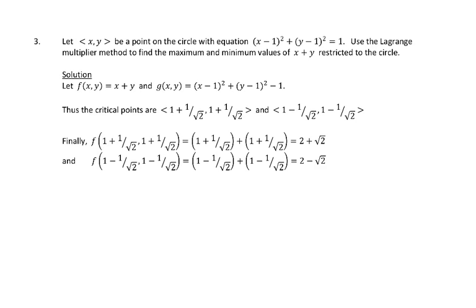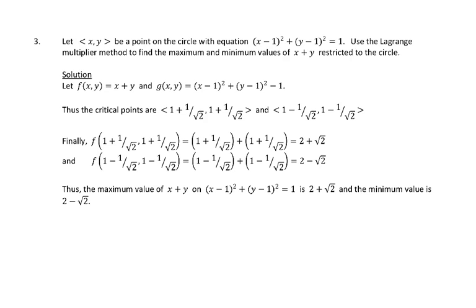Finally, we calculate the value of f at these two critical points. We see that in the one instance, the result is 2 plus the root of 2, and in the other instance, the value is 2 minus the root of 2. Thus, the maximum value of x plus y on the given circle is 2 plus the root of 2, and the minimum value is 2 minus the root of 2.